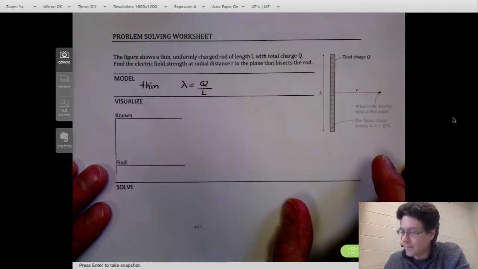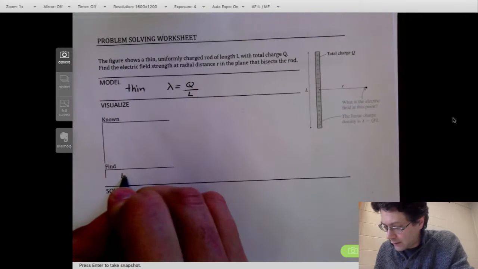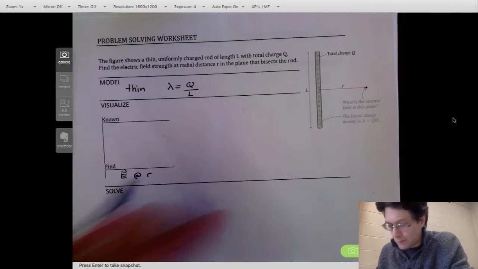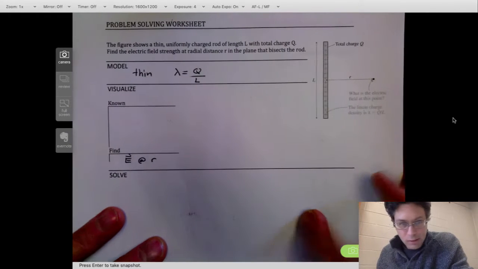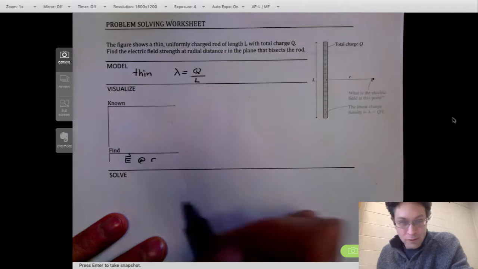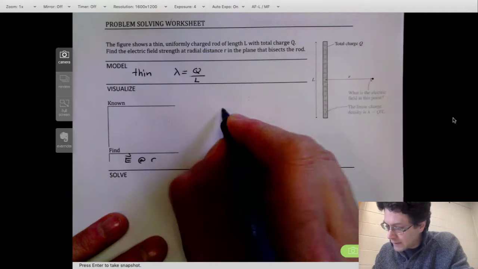All right, so let's try to visualize this. We want to find the electric field at R. They say electric field strength, so probably just a norm would be fine, but we have to find the direction anyway also.